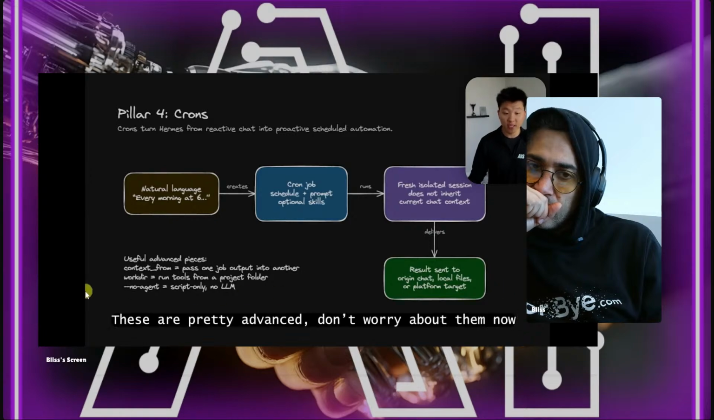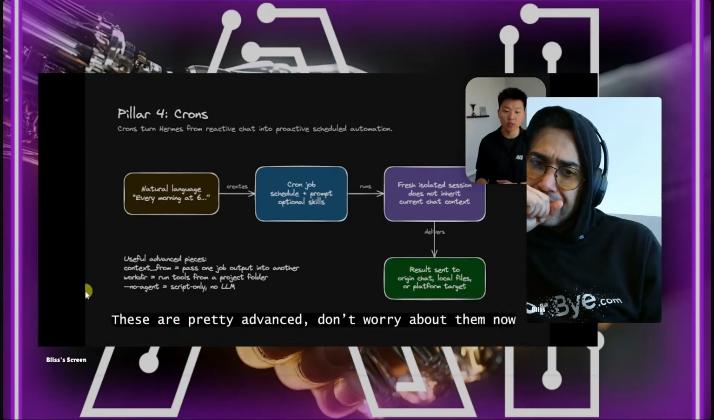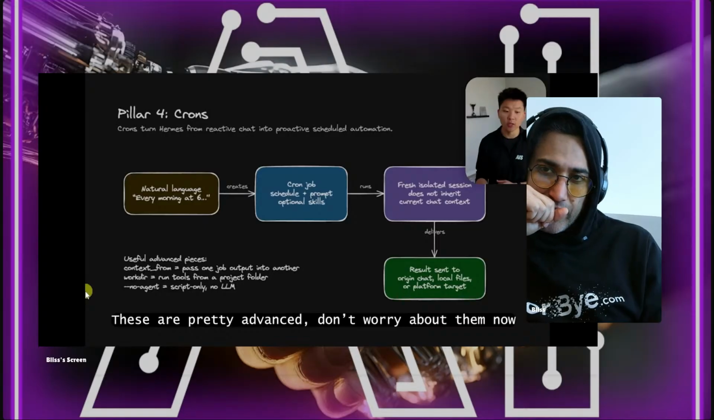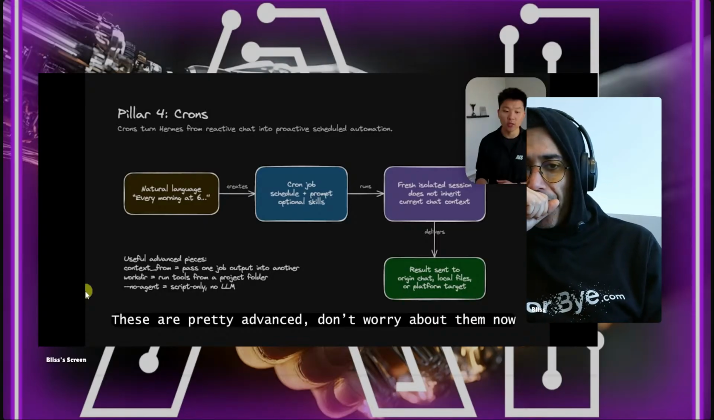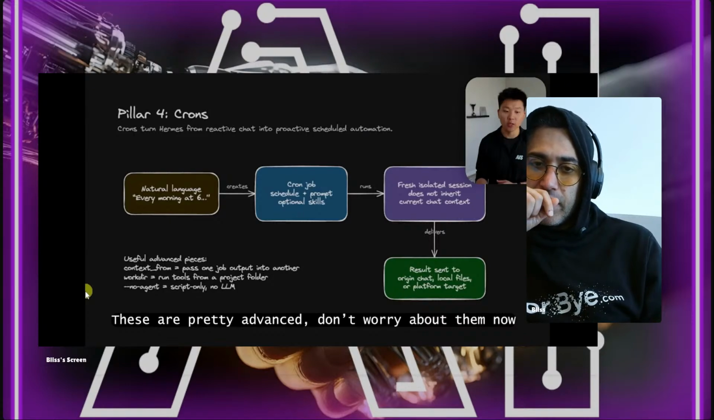So some useful pieces of advice down here: context_from is to pass one job output into another. Workdir is work directory, and it runs tools from a project folder. Context from. Pass one job output into another. Oh, that's how you create chains and sub-agents. So essentially, one can do a research and just teach it how to find the good content, and then once it finds its stuff, then context from, which means pass it to the next.